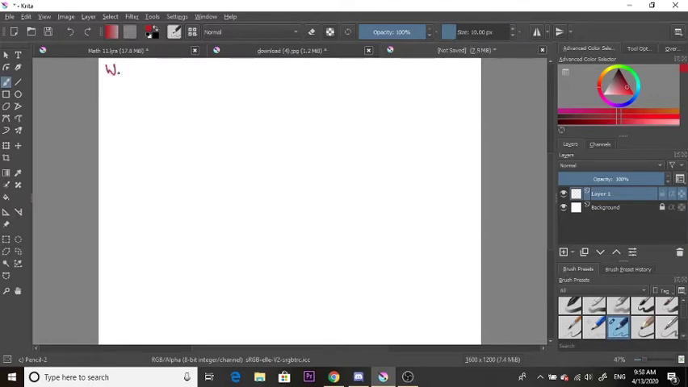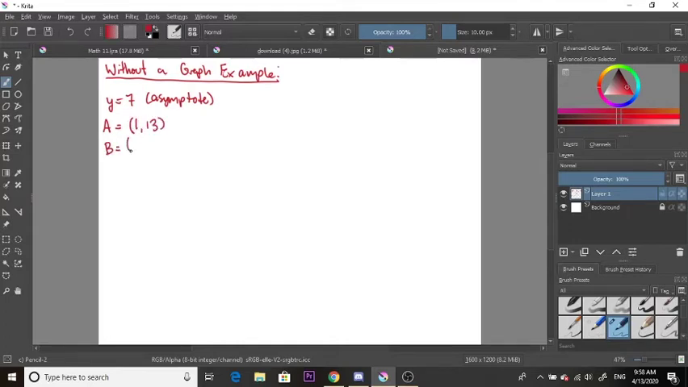So, without a graph, example. So let's say that we have been given y is equal to 7 for our asymptote. And we have a point. We have 2 points actually. We have point A, which is at 1 and 13. And then we have point B at 4 and 55.